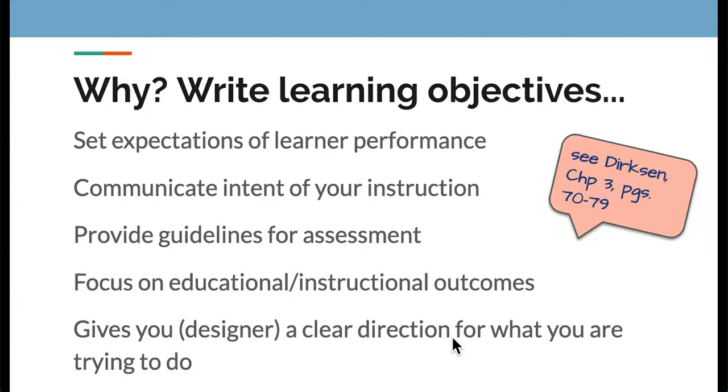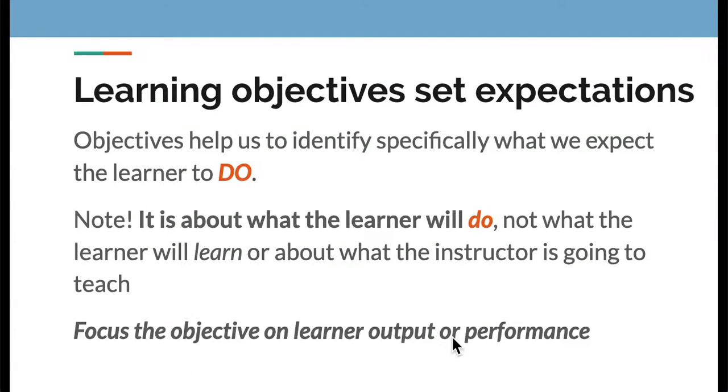Why do we write these learning objectives? It sets expectations of learner performance. It helps you to understand what it is you want to do, and it becomes part of the blueprint, so you're communicating your instructional goal and intent to someone else. Always focus on educational instructional outcomes. Lets you set a target. Specifically, you can check out Dirksen's book, chapter 3, pages 70 to 79, which specifically address writing learning objectives.